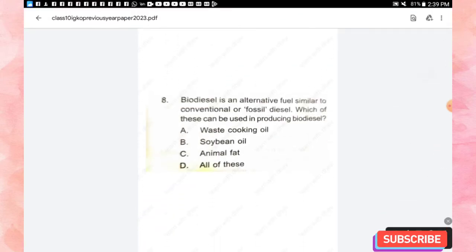Question number 8. Biodiesel is an alternative fuel similar to conventional or fossil diesel. Which of these can be used in producing biodiesel? Options are waste cooking oil, soya bean oil, animal fat, all of this. The right answer is option D, all of this.